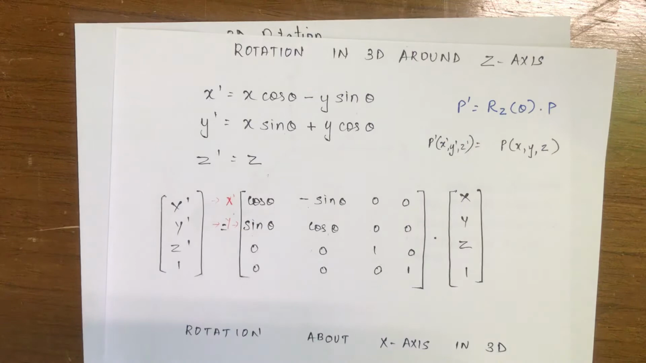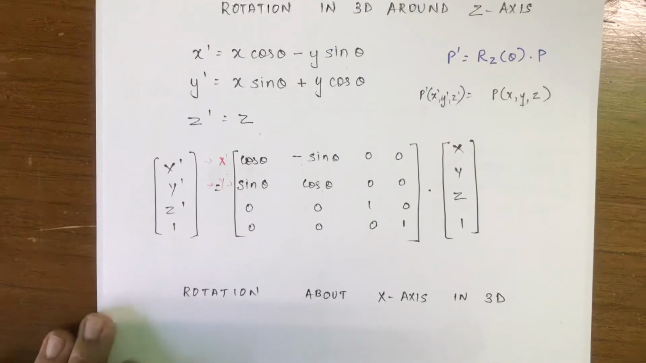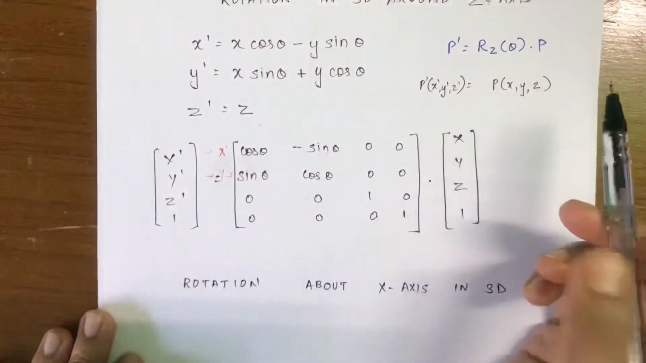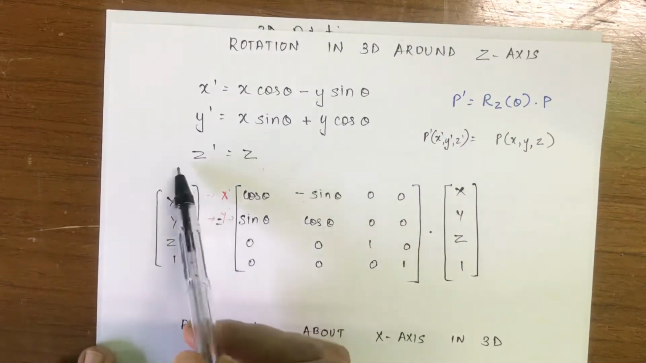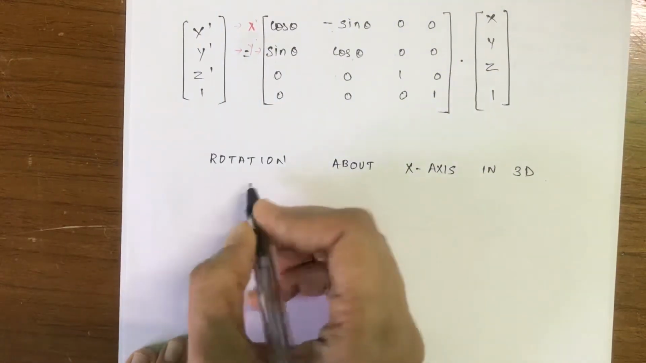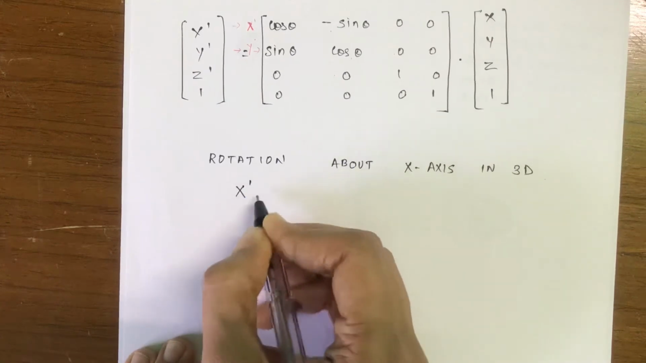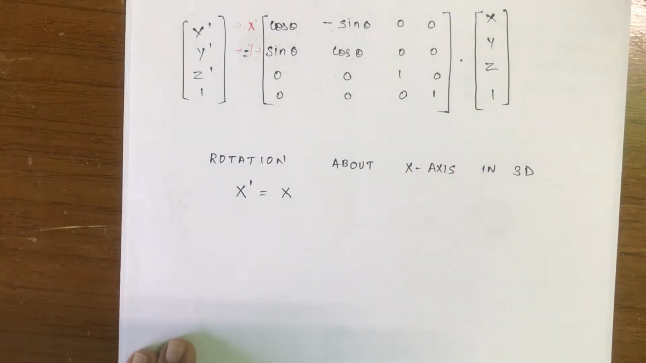Okay, now that we are done with the rotation about z axis, we are going to see rotation about x axis. Okay, so it's very similar to rotation about z axis, only the matrix changes. So like I said, for z axis, the value of original z and the modified z remain the same. Just in the same way, for x axis, the value of original x and the value of modified x is going to remain the same.